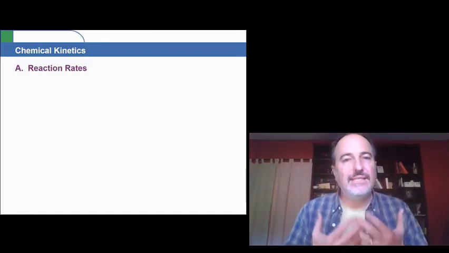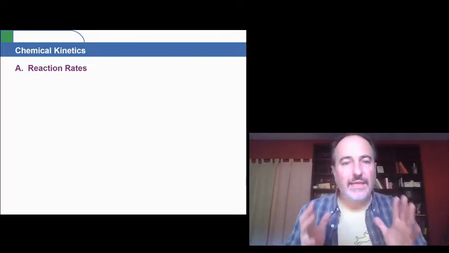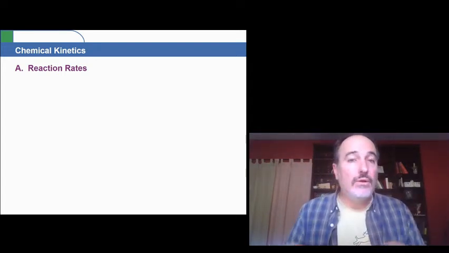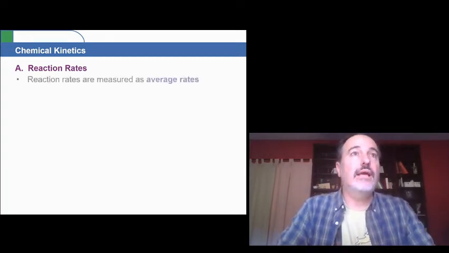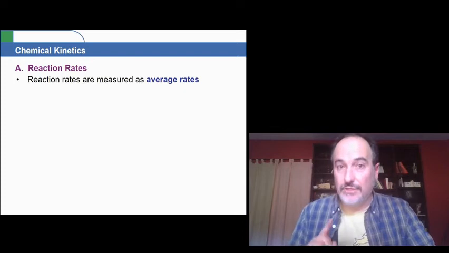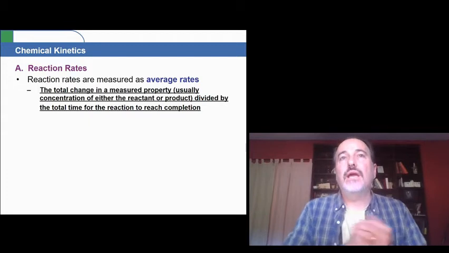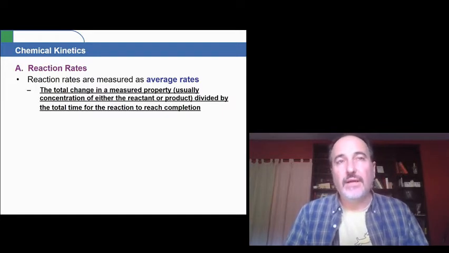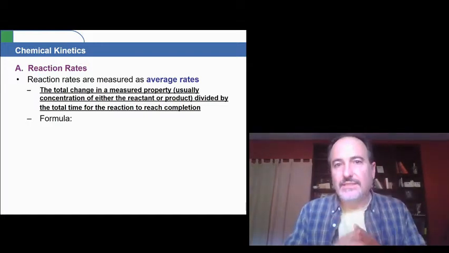So usually it's something that's easy to measure, okay? So it's basically a change in how much reactant you have, how fast a reactant gets used up, or it could talk about how fast a product is being produced. All right. So keep in mind that reaction rates are measured as average rates, not instantaneous. An average rate is the total change in a measured property, usually concentration of either the reactant or the product, divided by the total time for the reaction to reach completion. In other words, they're not instantaneous rates.